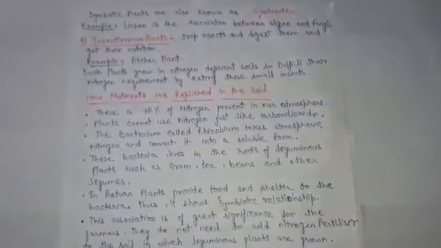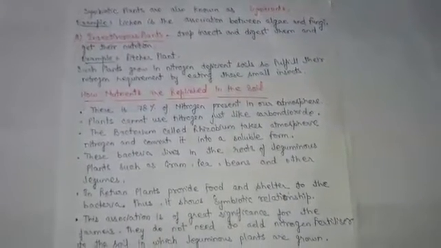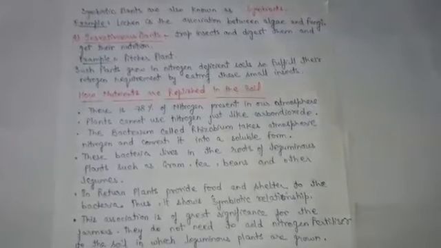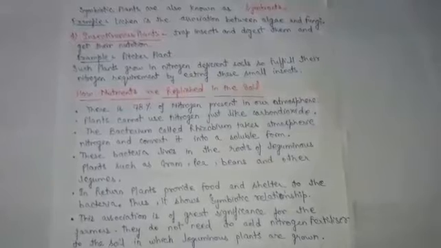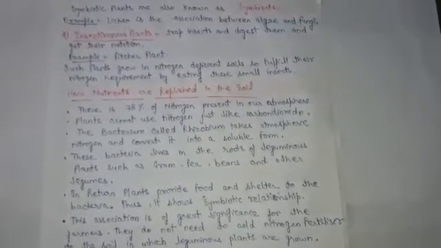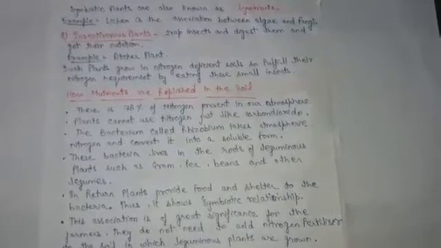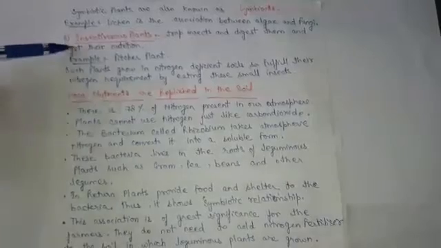Lichen is a good example of symbiotic relationship. It is an association between algae and fungi. In this kind of relationship, algae provide food to the fungi, and fungi provide protection, absorbed water and minerals to algae. Now the last category is insectivorous plants.